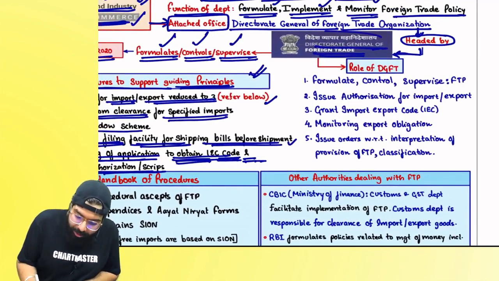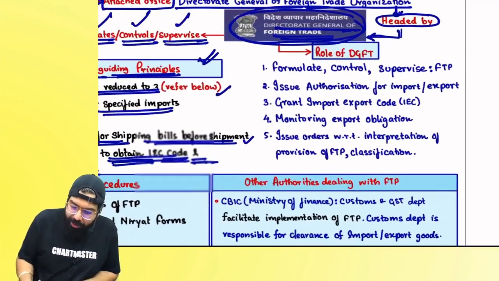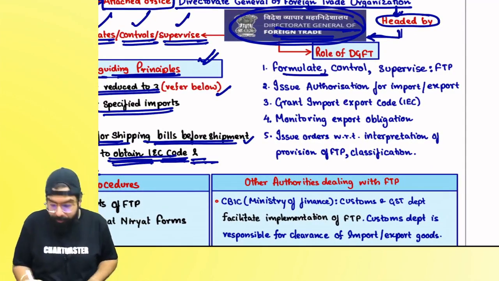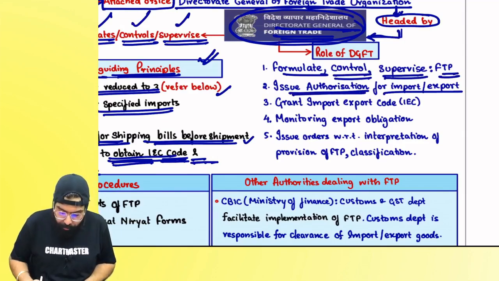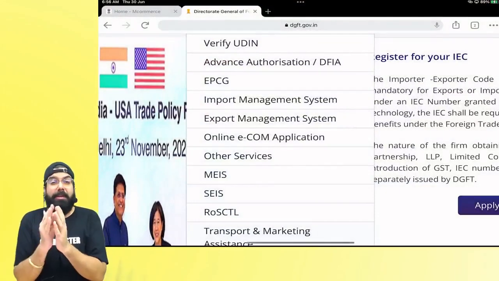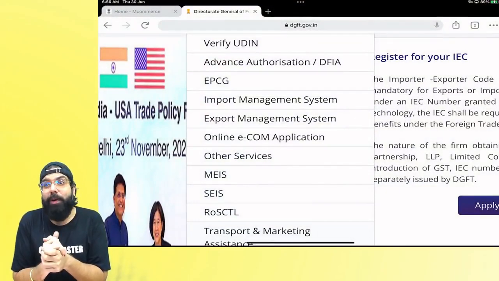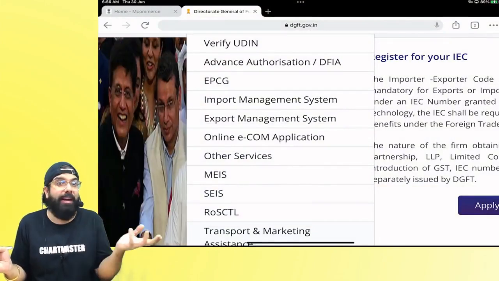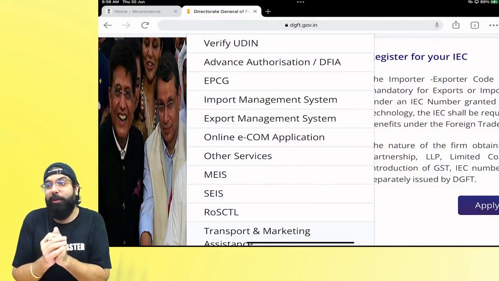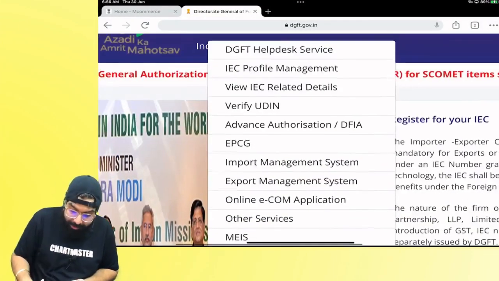Now, sir, what is the role of the Director General of Foreign Trade? He will formulate the policy, he will control the policy, and he will supervise the foreign trade policy. He will issue authorization for import or export. See, sir, I want to import. Sir, you go to him: sir, please let me import duty free. I don't have the money to pay the duty. If I pay the duty later, you will give me 98%. Do one thing. No, sir, give me an authorization. You can go and ask him for authorization over here.